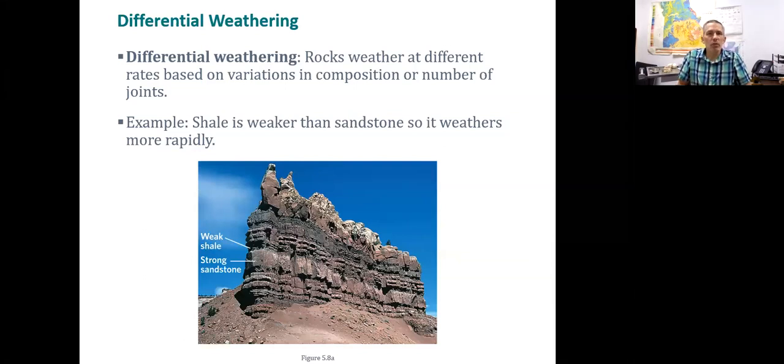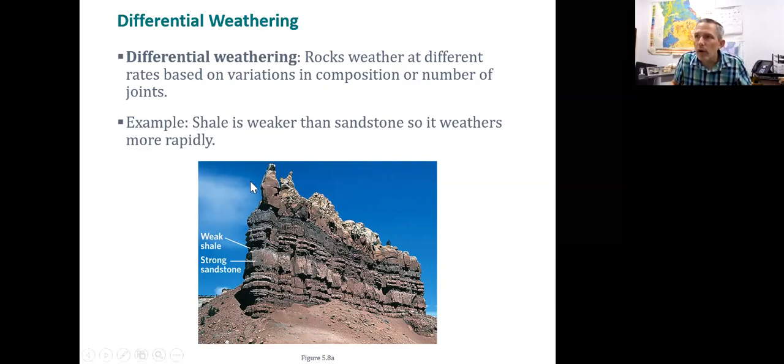Now, since these layers of rock are going to contain different minerals, they're going to weather differently. So in the example of your book, we have some shale, which are clay particles, which break apart very, very easily. And then we have some strong sandstone. Sandstone is a layer of rock that mainly is rich in, well, sand. And as a result, those sand particulates are going to be a little bit stronger, more resistant to weathering than some of these weak shales.